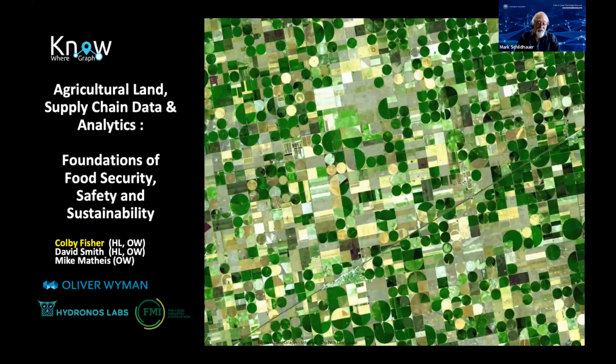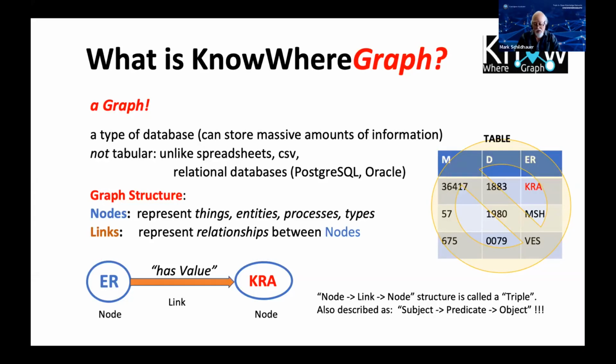But first, I'd like to provide a little technical background about our KnowWhereGraph. Firstly, the KnowWhereGraph is a graph. And what does that mean? It means it's a type of database, but it is not structured like your more conventional table, like in a spreadsheet, a CSV, or even relational databases. It's got this graph structure.